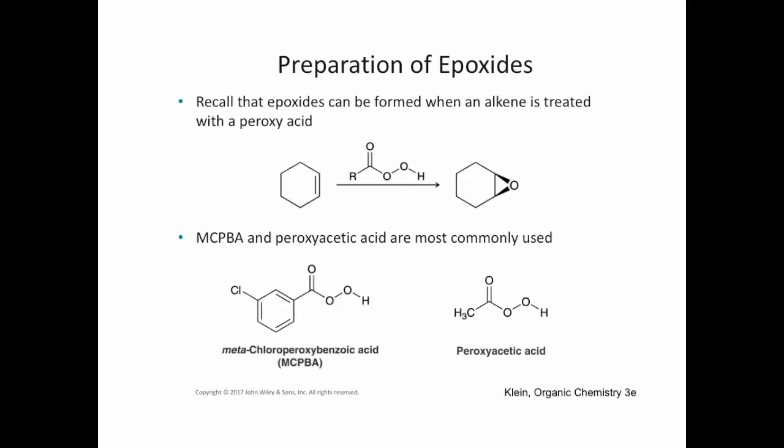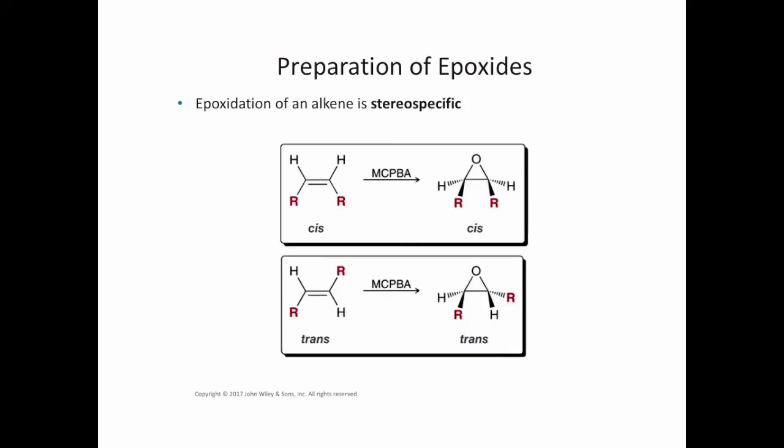Recall that we can make epoxides by reacting an alkene with MCPBA. And you may also recall that epoxidation is stereospecific, meaning if you start with R groups cis to each other in the beginning alkene, they are also cis to each other in the epoxide product. Similarly, if they start out trans, they also end up trans in the epoxide product.